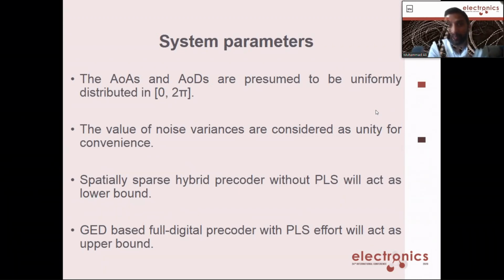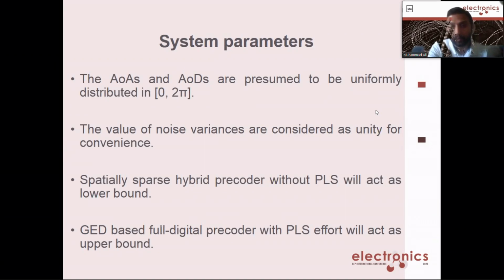In our simulation studies, we are assuming that our angle of arrival and angle of departure are uniformly distributed between 0 and 2 pi. The covariance matrix we selected is unity for simplicity. For comparison, the lower bound we are selecting is spatial-space precoding, whereas the upper bound is generalized eigen decomposition based on full digital precoding with the physical layer security effort.